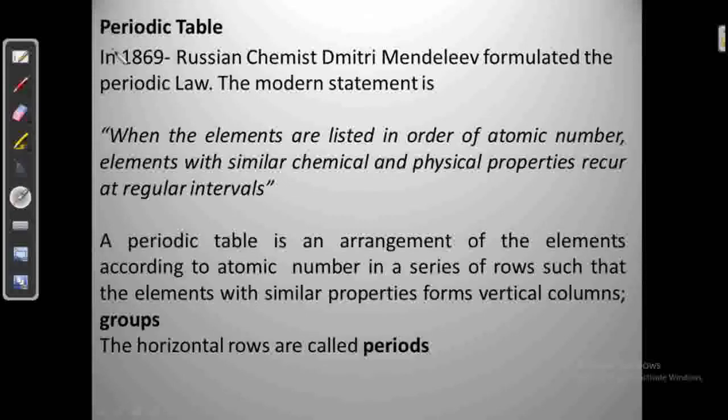And what is a periodic table? You have already seen the periodic table in chemistry and in your plus 2 school classes. In 1869, a Russian chemist, Dmitry Mendeleev, formulated the periodic law. The modern statement of the periodic law is: when the elements are listed in order of atomic number, elements with similar chemical and physical properties recur at regular intervals.